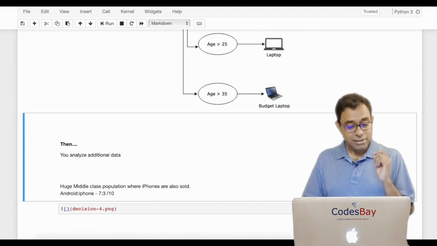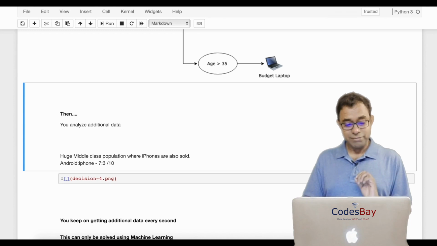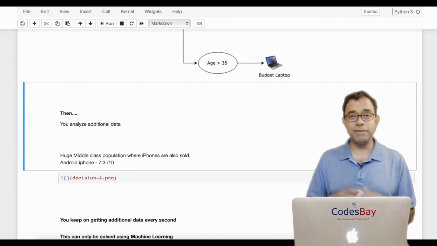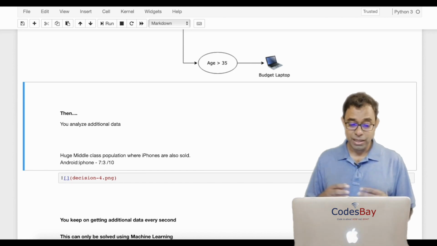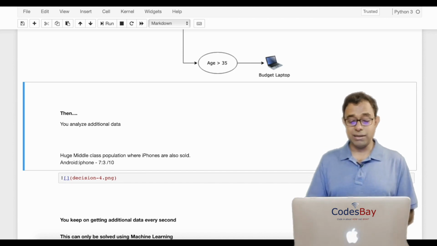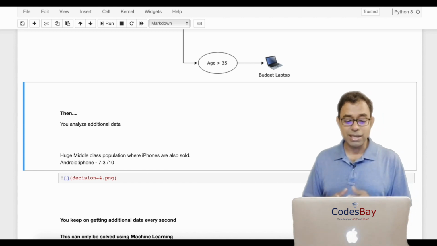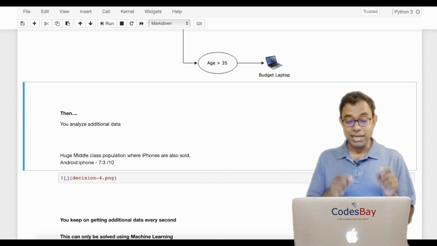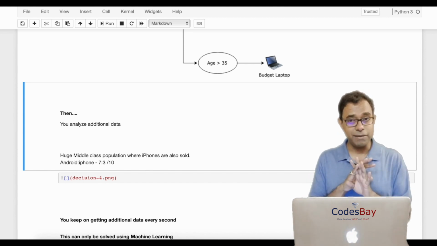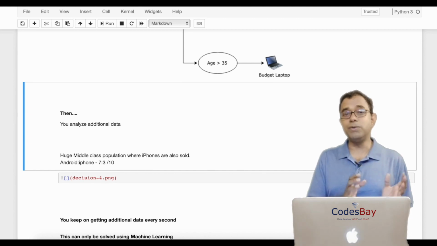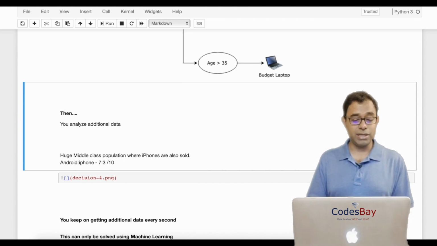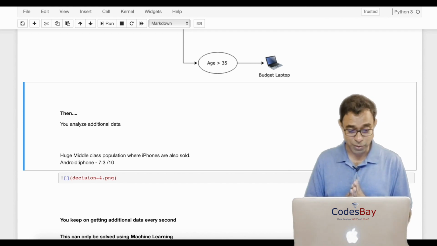Things went well, but after getting some more data, you realize that India has a huge middle class population with people having money to spare, and it's not that iPhones are not being sold there. You come to a conclusion that the ratio of Android phones to iPhones is 7:3. Just a disclaimer, guys, I made up this ratio. I have no idea about the number of iPhones or Android phones being sold in India. I just guessed it based on my gut feeling. This is not the real data as of today, as of yesterday, or as of tomorrow.